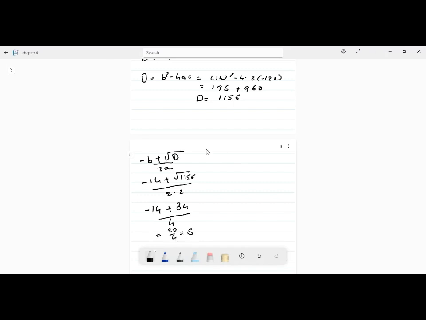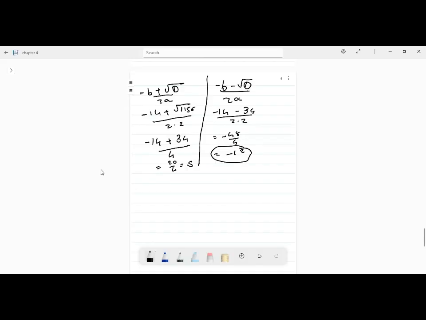The other root is minus b minus square root of D divided by 2a. Minus b is minus 14, minus square root of D is minus 34, divided by 2 into 2, which is equal to minus 48 divided by 4, which is equal to minus 12. As the distance can't be negative, we place the pole at 5 meter from point B. In a word problem we can't have a distance in negative terms, so we exclude this option.